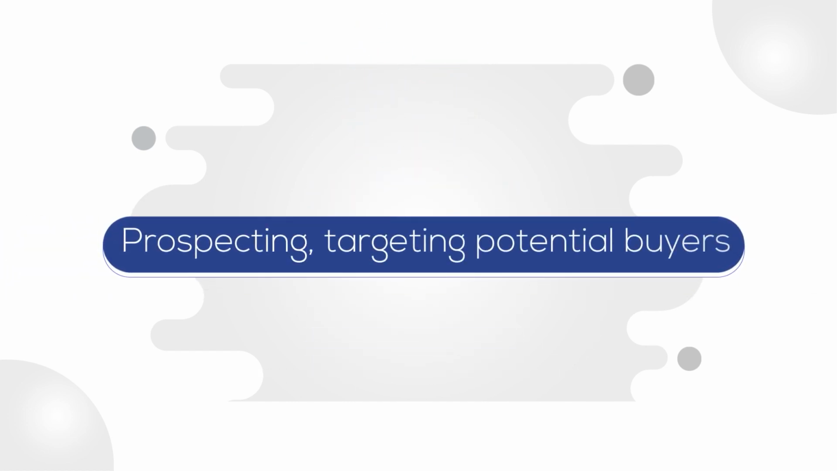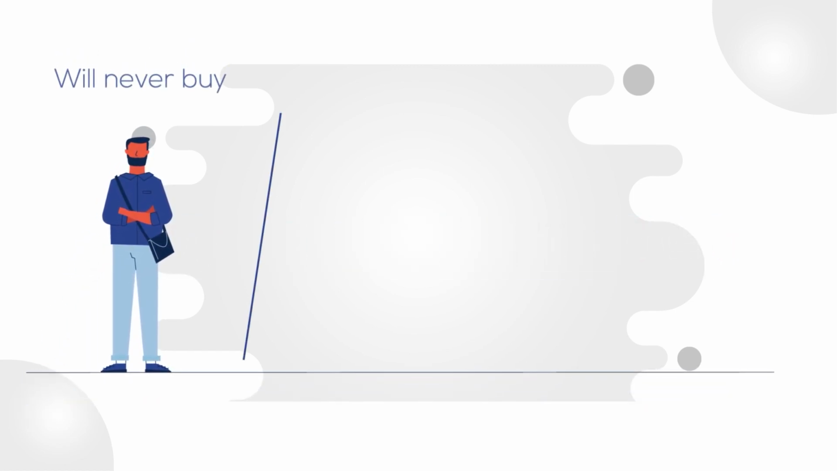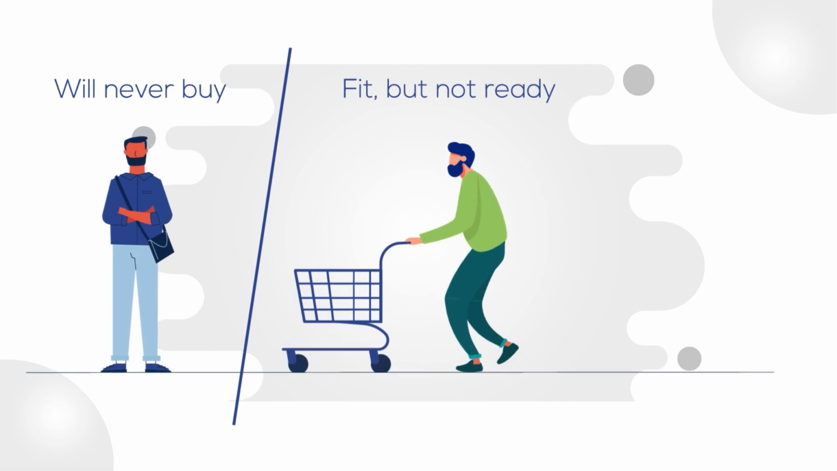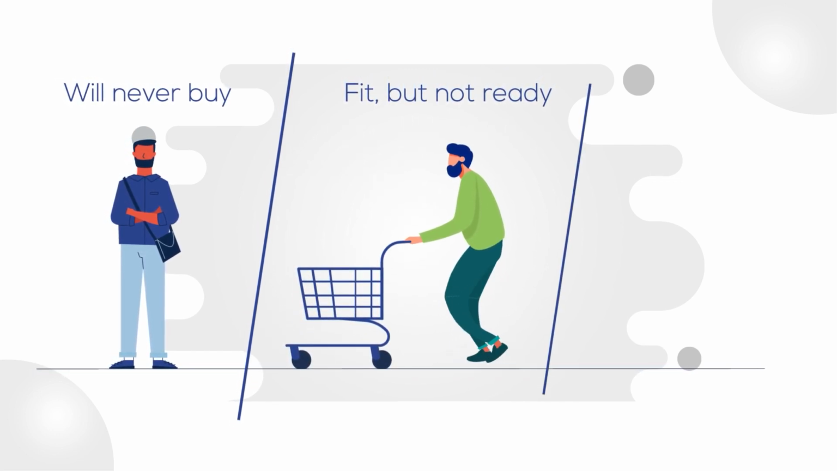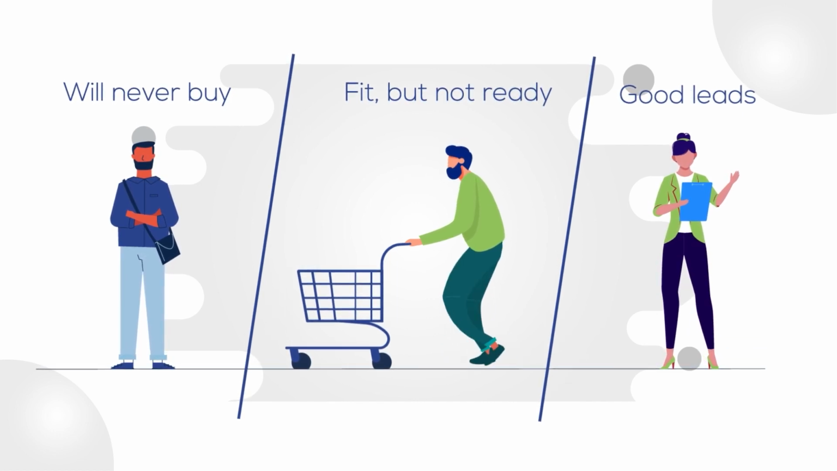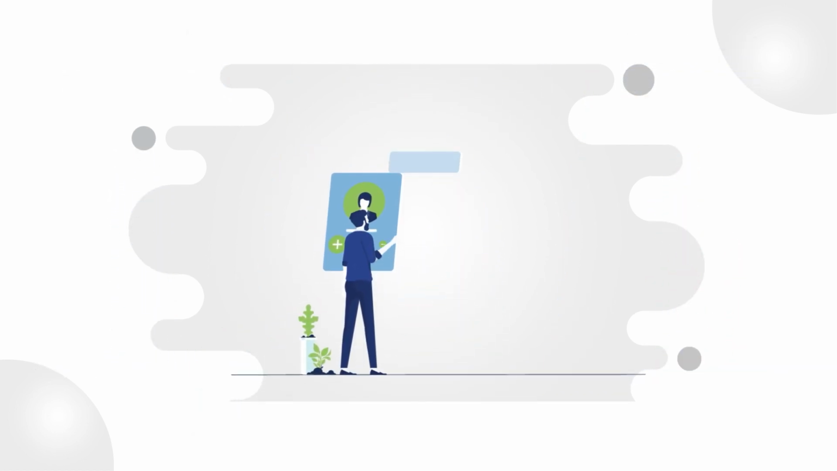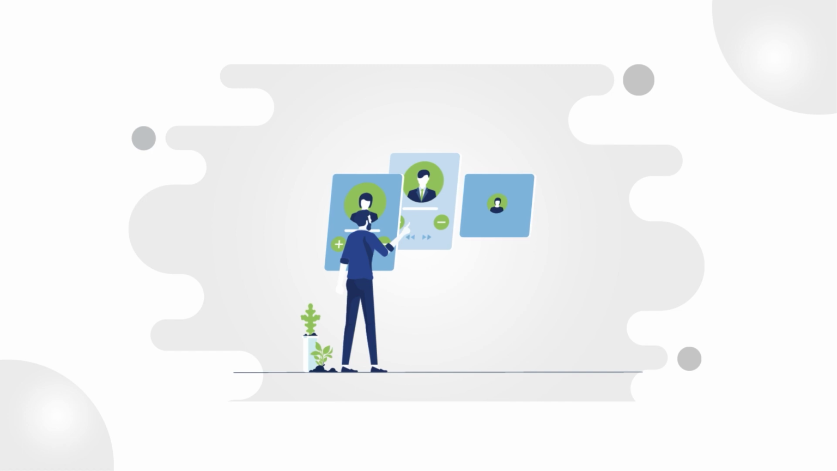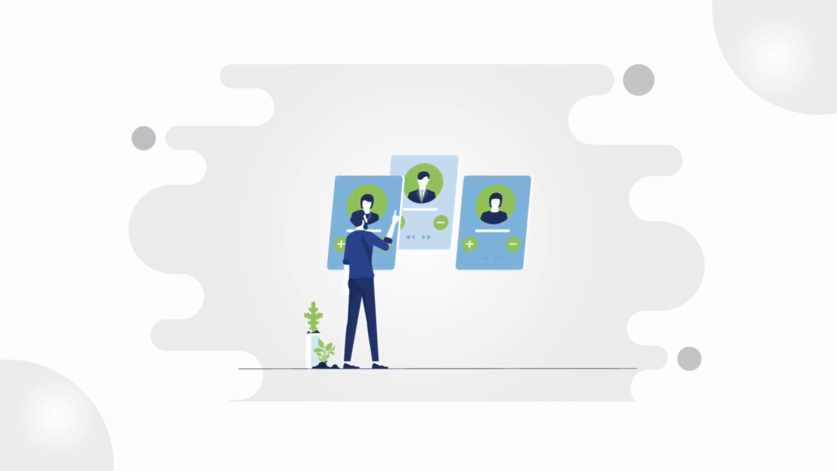Step 2. Prospecting, targeting potential buyers. Place leads into 3 different categories. First, those who will never buy. Second, those that fit your solution but are not ready to buy yet. Place them in the nurture bucket. And thirdly, leads you think have a good chance of buying now. Keep communicating with the nurture pool. These will be your good leads in the future. Then select the leads that you think should be qualified further.